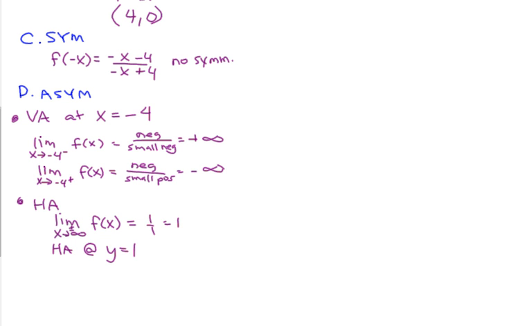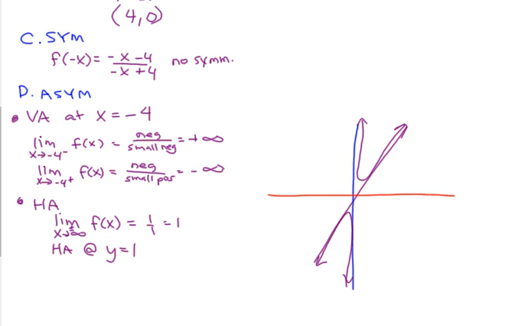No, because if it has a slant asymptote, it won't have a horizontal. You can have a vertical, so you can have a graph that looks like this. Yes, there would be. Right, exactly.